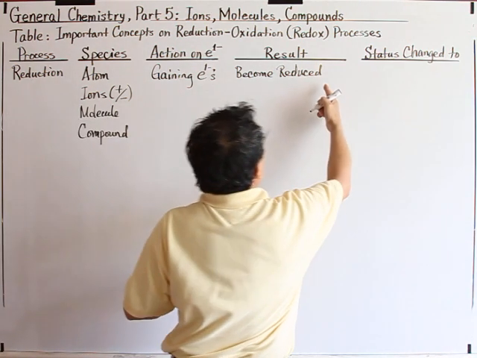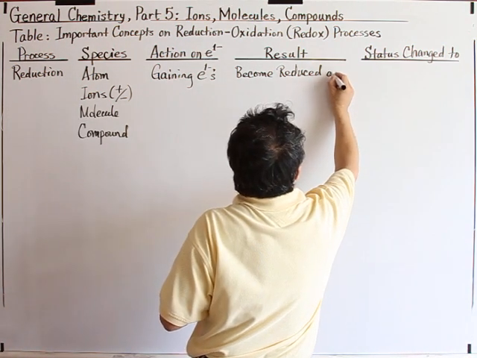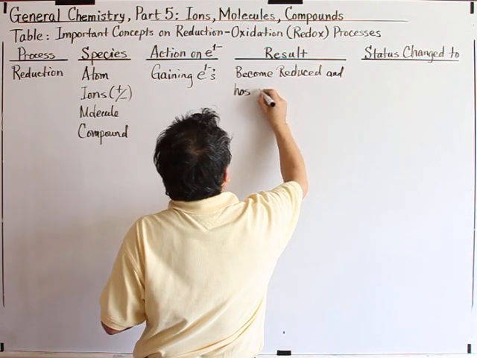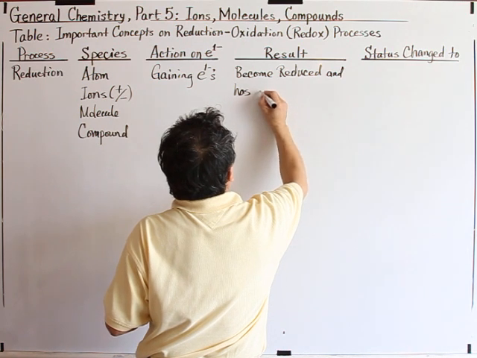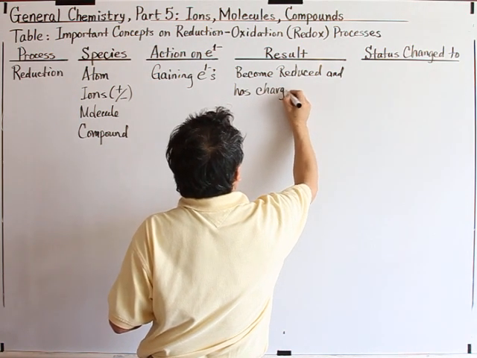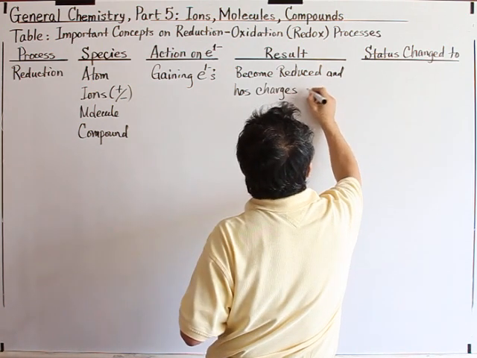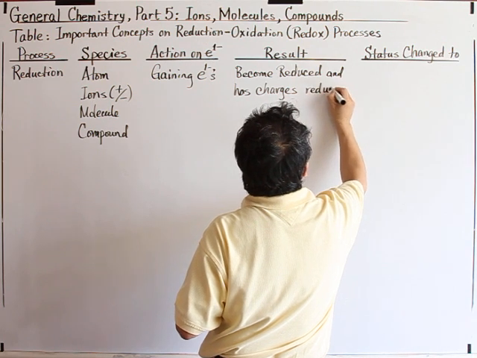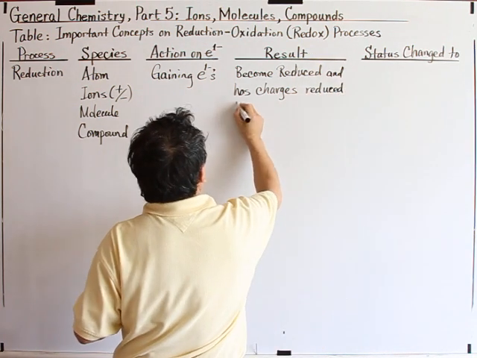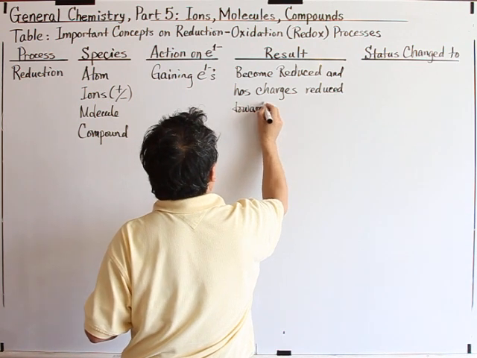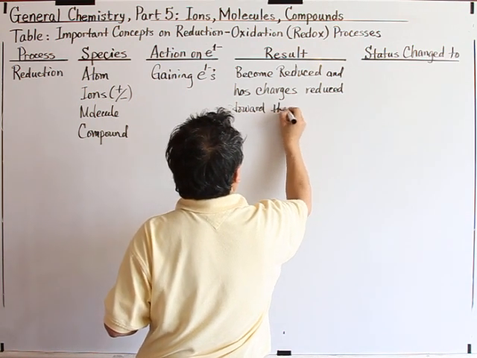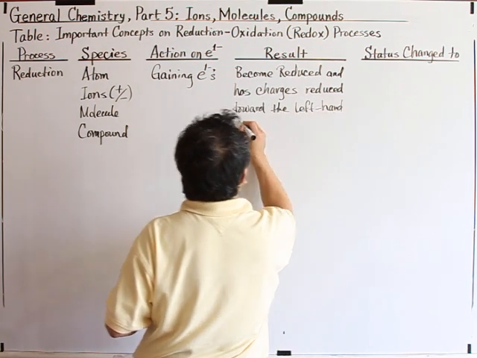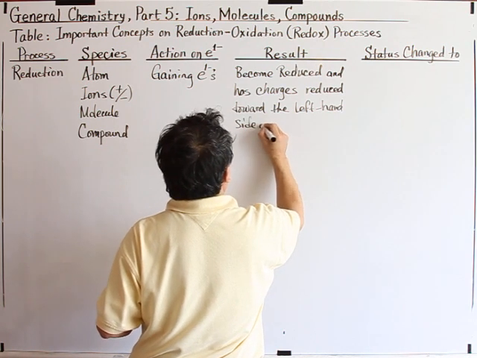So become what? Become less, and has a charge, right? Charge reduced towards the left hand side of the number line.